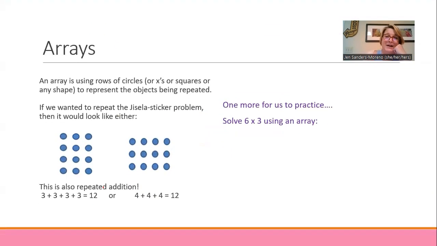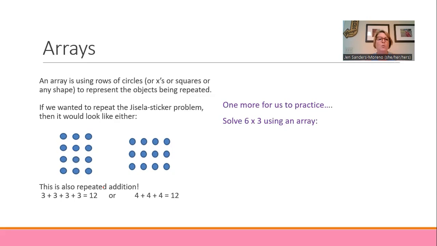Arrays. So let's talk about an array. Okay. Be careful when you go to Google arrays because there's a computer science definition of arrays. So if you're going to do this, I would definitely search 3rd grade multiplication arrays. And then what you're going to see is something like this, or some creative ideas you're going to see in just a minute. It's basically rows of circles. Could be X's, could be squares, could be hearts, could be stars, whatever object you want to use. And it's showing the repeated addition.